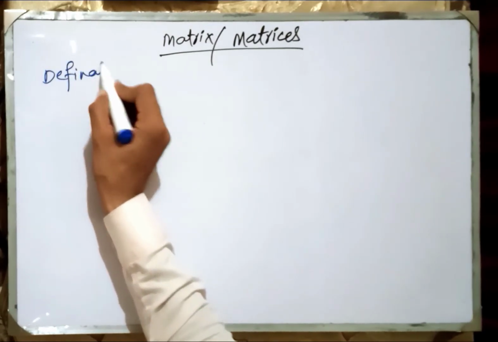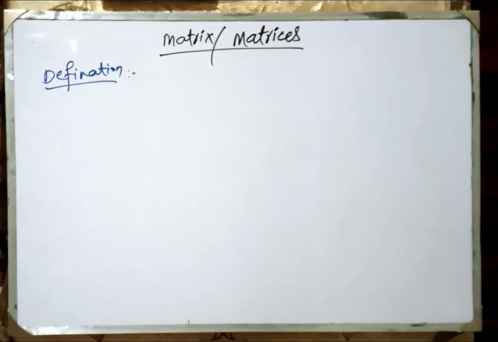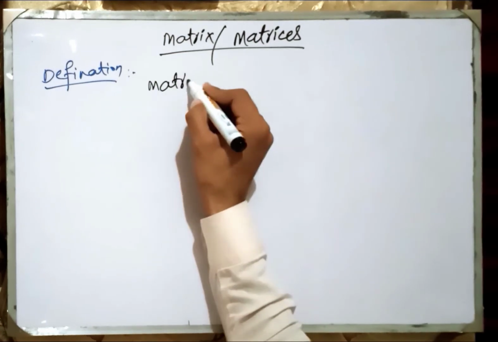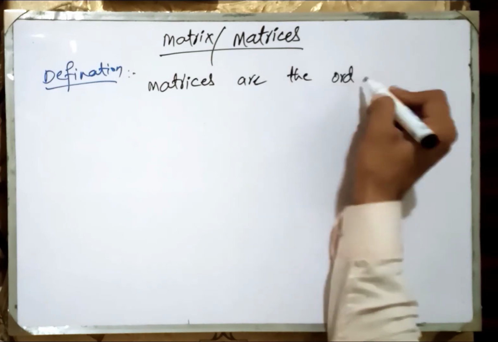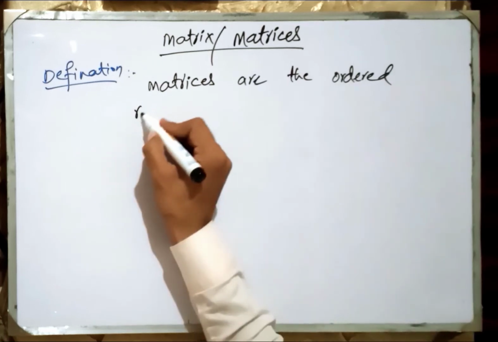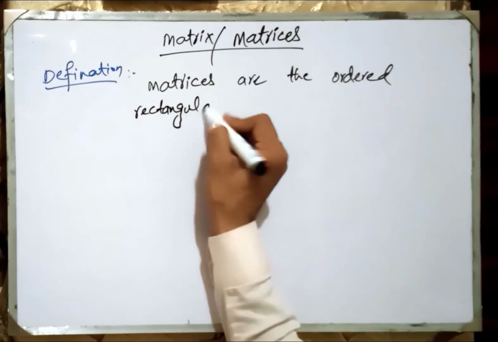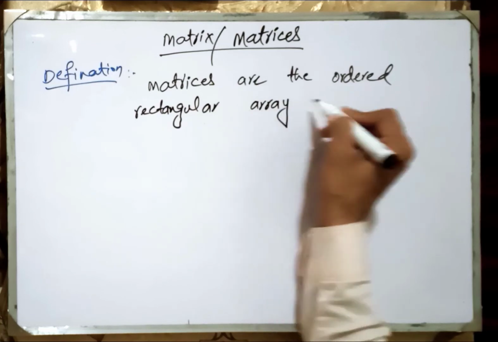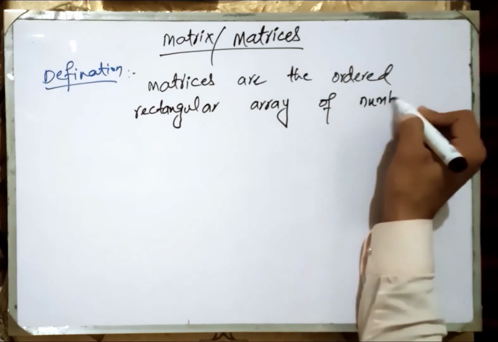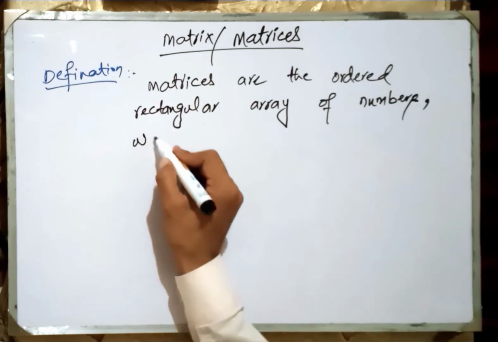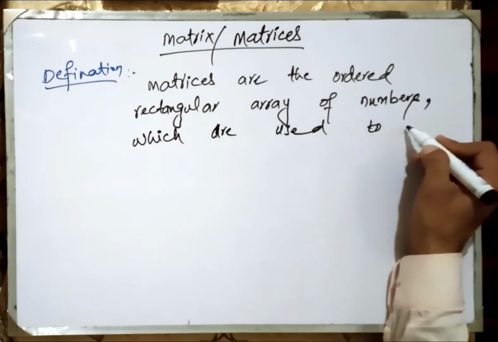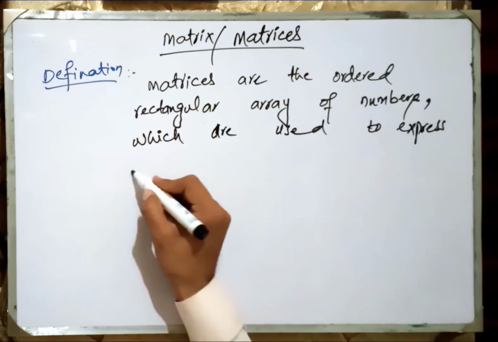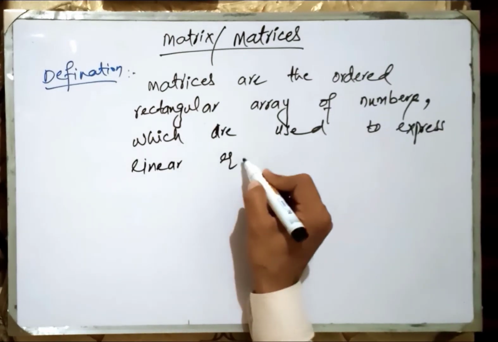Definition: matrices are the ordered rectangular array of numbers which are used to express linear equations.